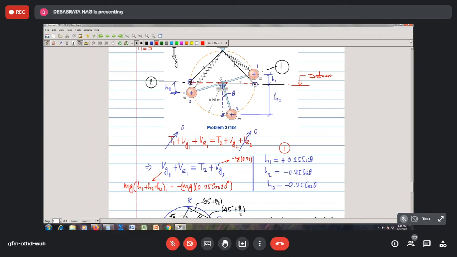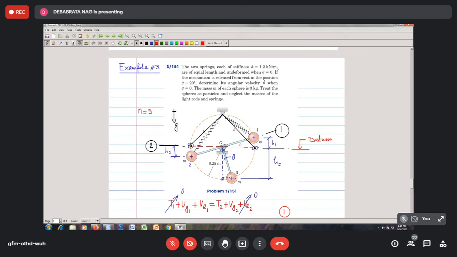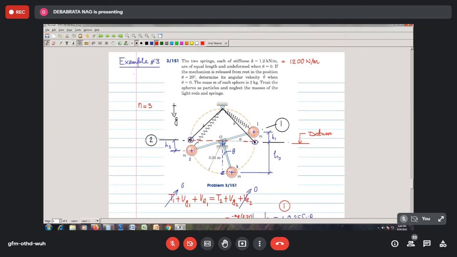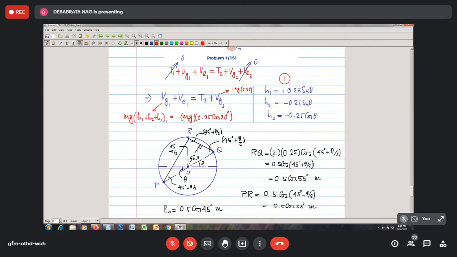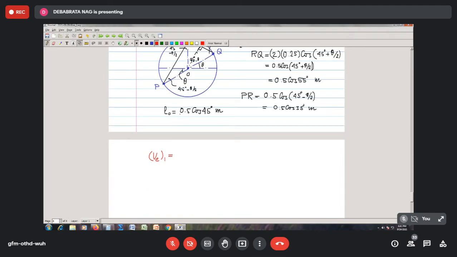How much is the stiffness of the spring being given in the problem? You see, K value is being given to be 1.2 kilonewton per meter. Means essentially it is 1200 Newton per meter. We write like that. So half kx square or half k delta square is the V1. You remember? So half k means it will be 600. So I can therefore write it in this way that it will be 600 for both the springs into.